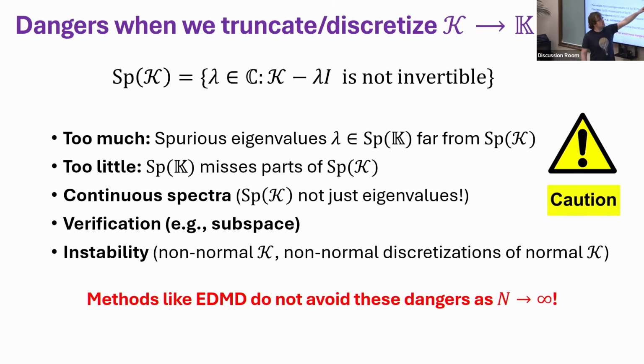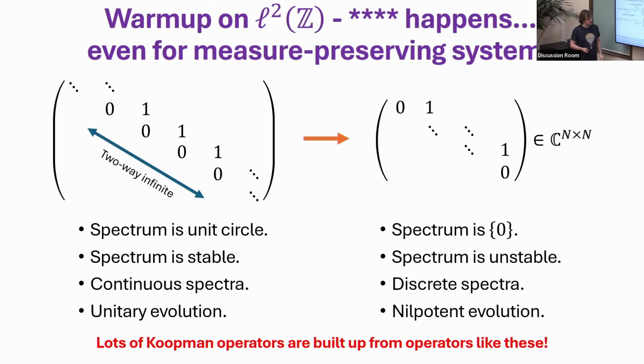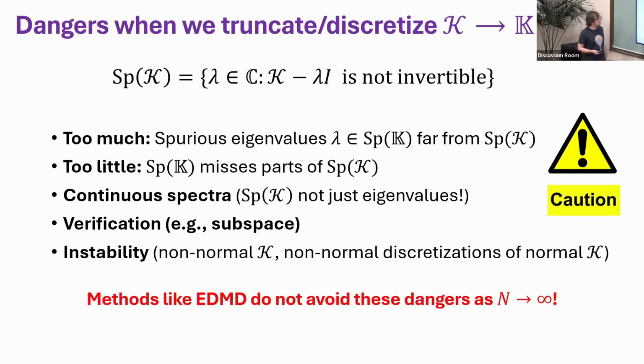So even as I increase the size of my dictionary, I can have too much, right? I can have spurious eigenvalues. In fact, I can have something worse called spectral pollution, which is accumulation points of this set of eigenvalues as n increases that are not in the spectrum. So they're really hard to detect because you change the basis size and you think they're stable, right? You can also miss parts of the spectrum. So we saw that for the Jordan block, right? I'm missing the circle. So this is called spectral invisibility, or too little. Continuous spectra we'll get onto in the second lecture, and then there's verification.